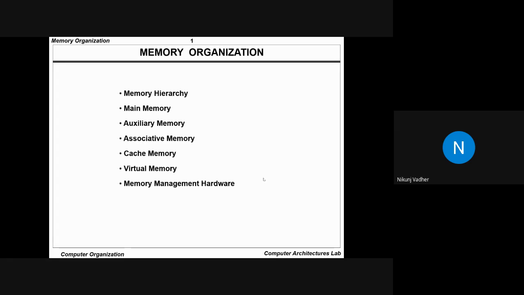Today we will be discussing memory organization, how memory management is implemented in computer organization and architecture. In this unit, there will be memory hierarchy, main memory, auxiliary memory, associative memory, cache memory, virtual memory, and memory management hardware. Virtual memory, memory management hardware and cache memory, these topics you people have already studied in operating system.